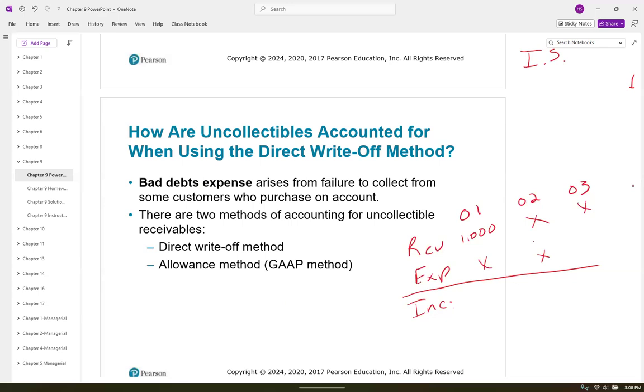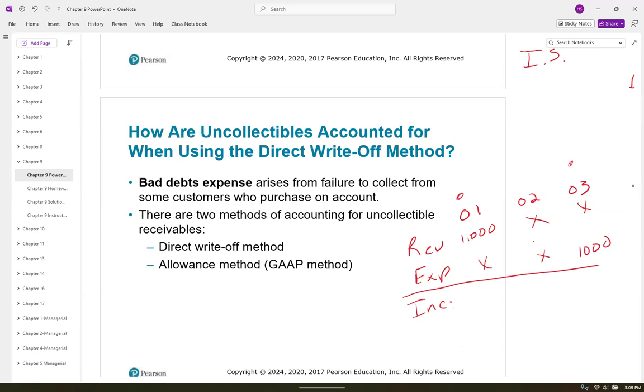We get down to year three, and then we're going to write it off. Direct write off. You can see how we had the revenue here in '01, but we had the expense way over here in '02. We could still use it because this was a very immaterial amount. It would not have made a big difference in decision making if we had used an allowance method, because an allowance is just an estimate.